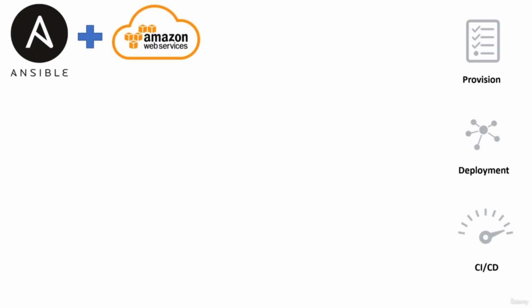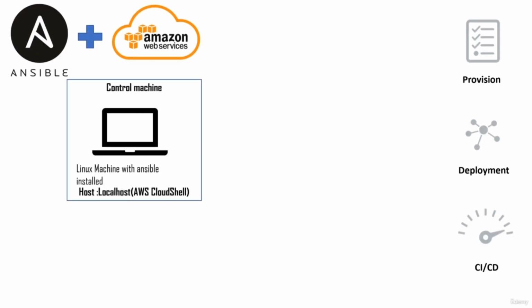So now let's look at the architecture of Ansible. Ansible consists of a control machine. This control machine is basically where Ansible is deployed or installed. And this control machine can only be a Linux machine.